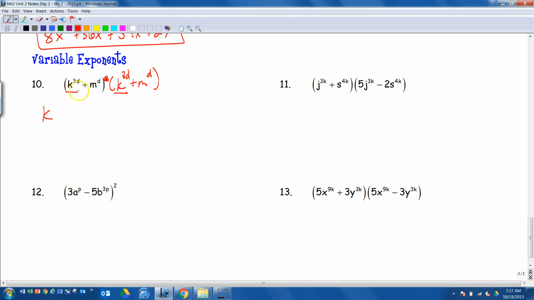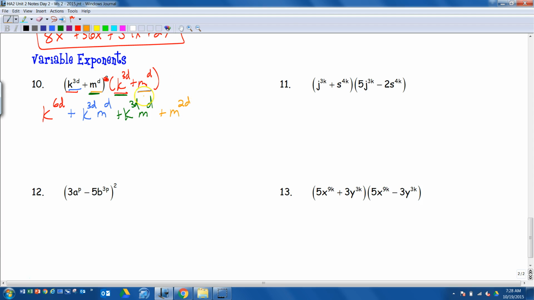So that becomes k to the 6d. Then I'm going to multiply the outers, which is k to the 3d and m to the d. They are different bases, so we're just going to write k to the 3d m to the d. The inside is the same thing, k to the 3d m to the d. And finally, we have the last pieces, which is, again, now that they're the same base, you add the exponents. So it's m to the 2d.